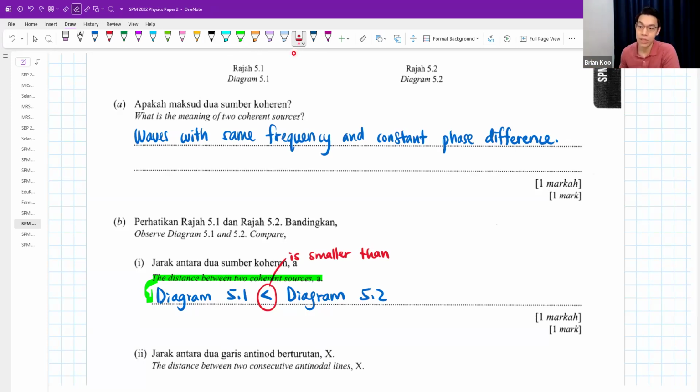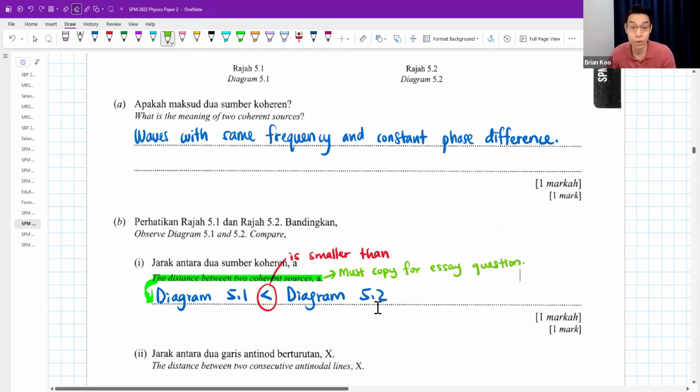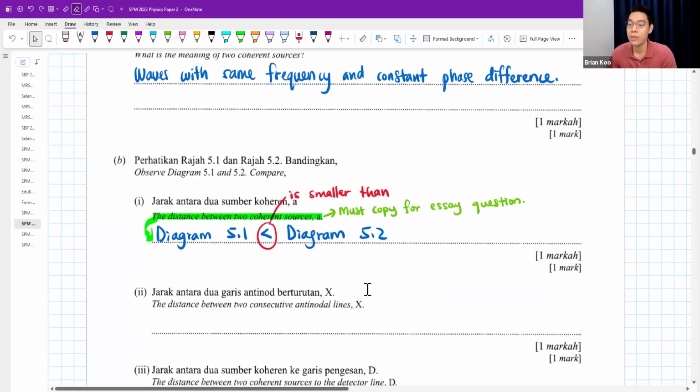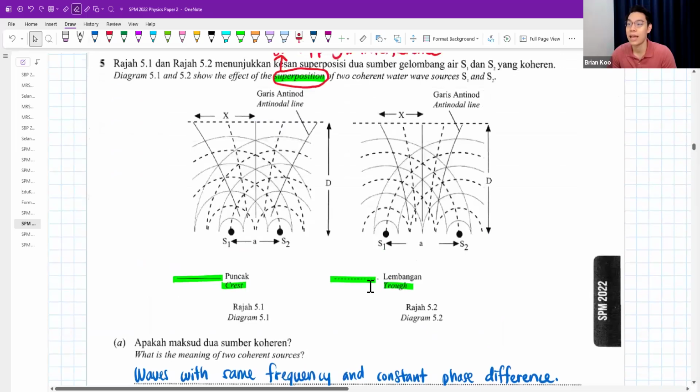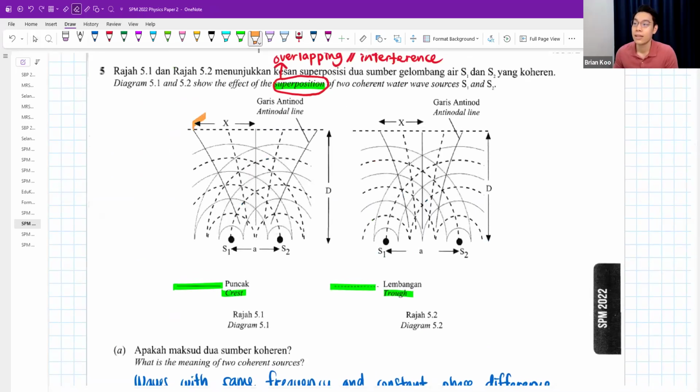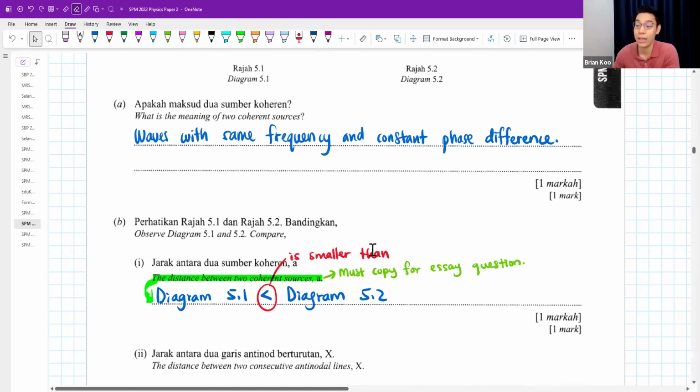The reason why your school teacher will ask you to copy this and paste here is because in essay question, section C, you must copy. Section C must copy. Structure question, up to you. You want to copy, you don't want to copy, also correct. Okay, but part 2, the distance between two consecutive antinodal lines, X. This one, the X is bigger. This one, the X is smaller. Diagram 5.1 greater than diagram 5.2.